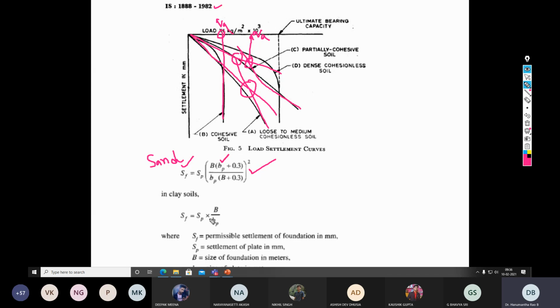Similarly, in clayey soil, if I know the settlement exhibited by the plate, then I can calculate the possible settlement to be exhibited by the footing. Here, SF designates permissible settlement of the foundation in millimeter. SP is settlement of the plate in millimeter. SP will be obtained from the plate load test, which is again used to anticipate the probable settlement exhibited by the footing. So these are the two independent equations. The above is for the sand and below is for the clayey soil.